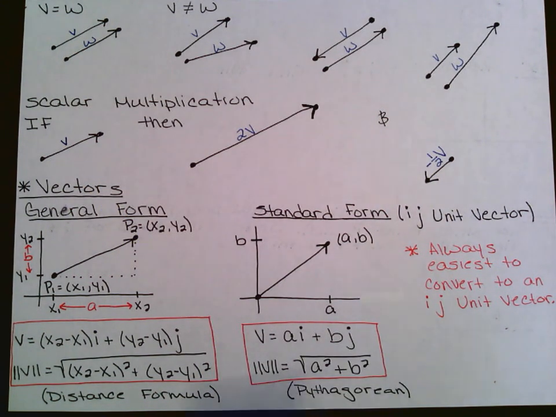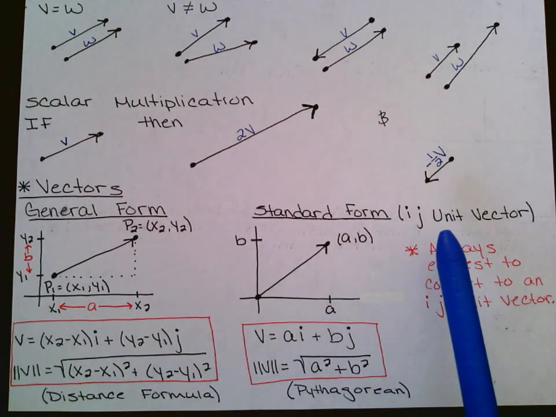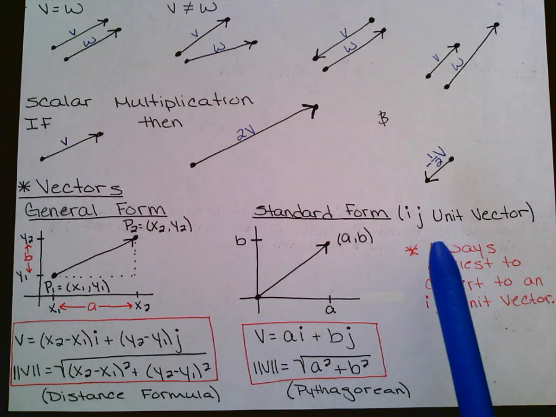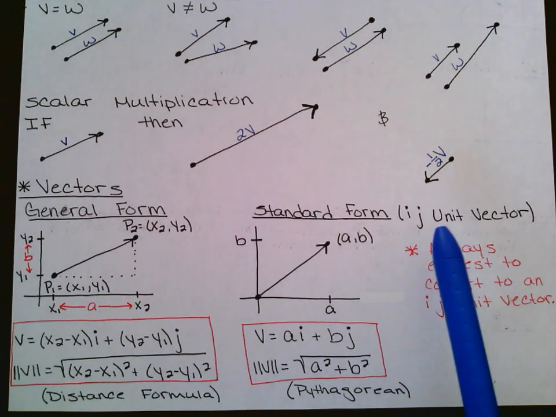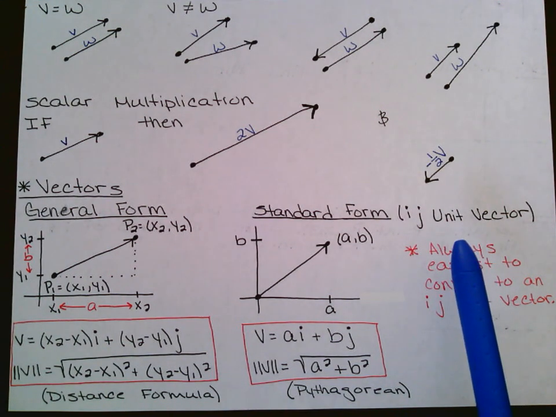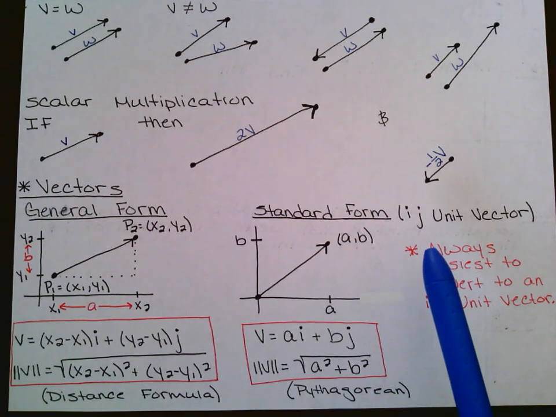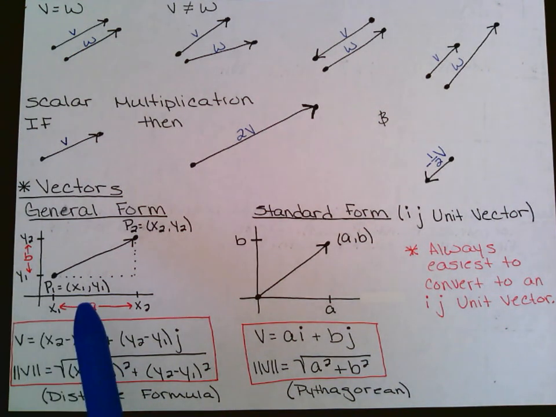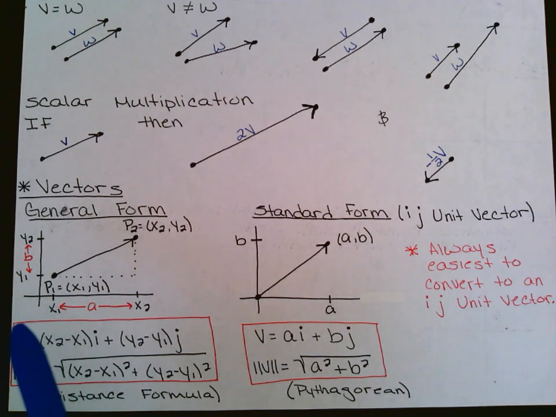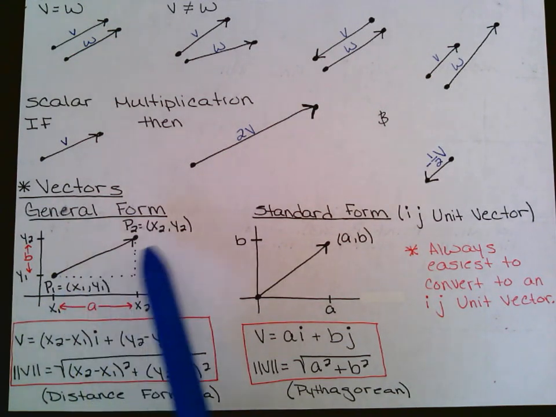Now, this next portion here is probably the most important part of vector information. Vectors can be in general form or standard form. Our main goal is going to be to get it into standard form, which is called an IJ unit vector. Maybe you'll hear the term an IJ vector, or you'll just hear the term a unit vector. That's some vocabulary you might hear. So let's look at general form. If it's given in general form, they will give you 2 ordered pairs.